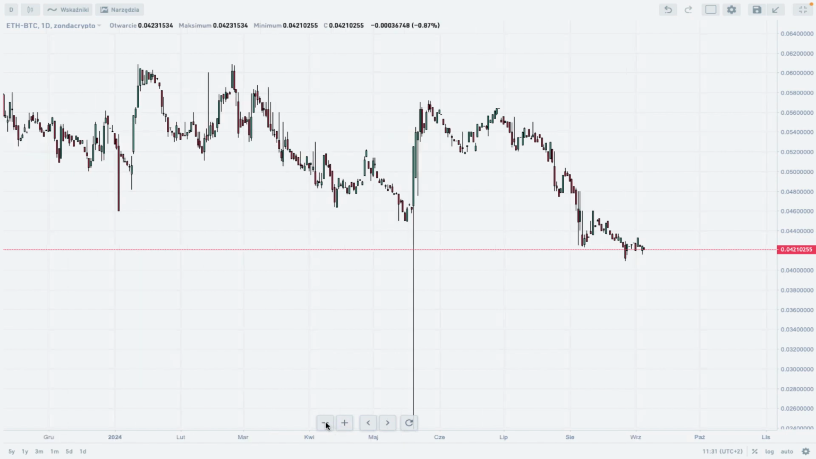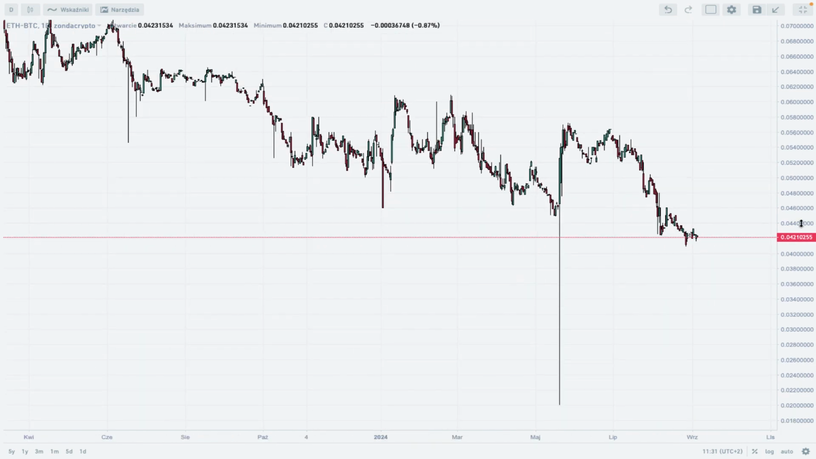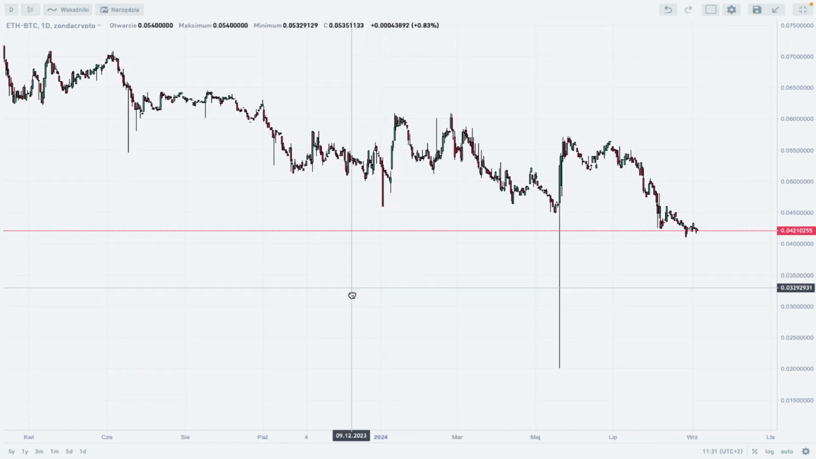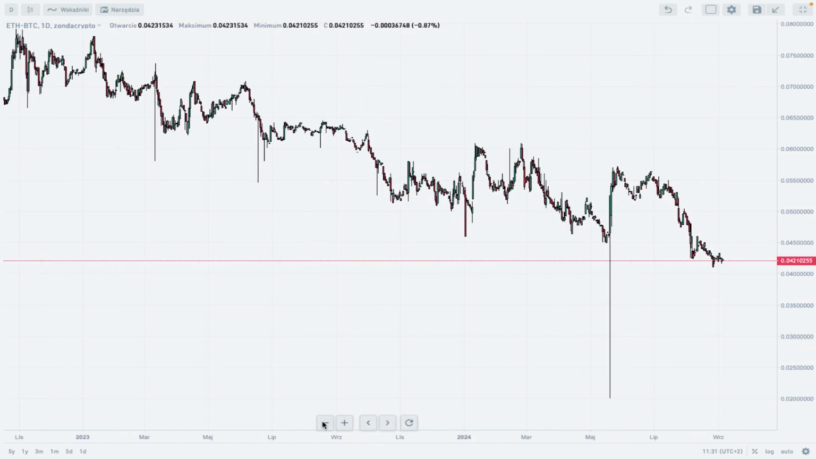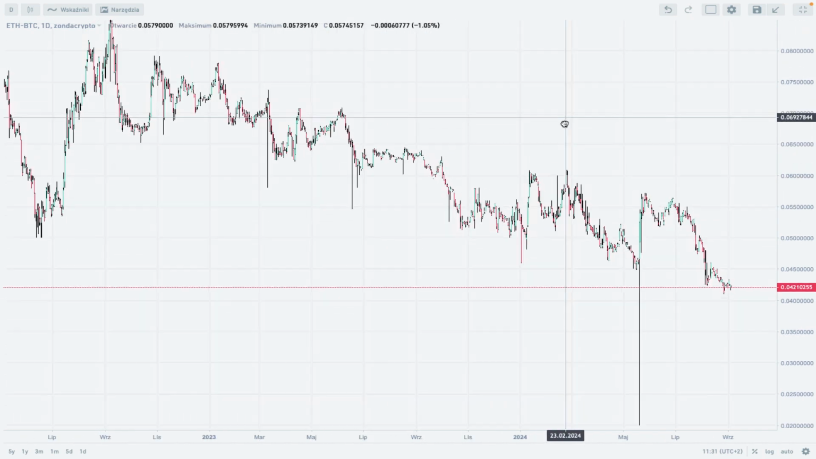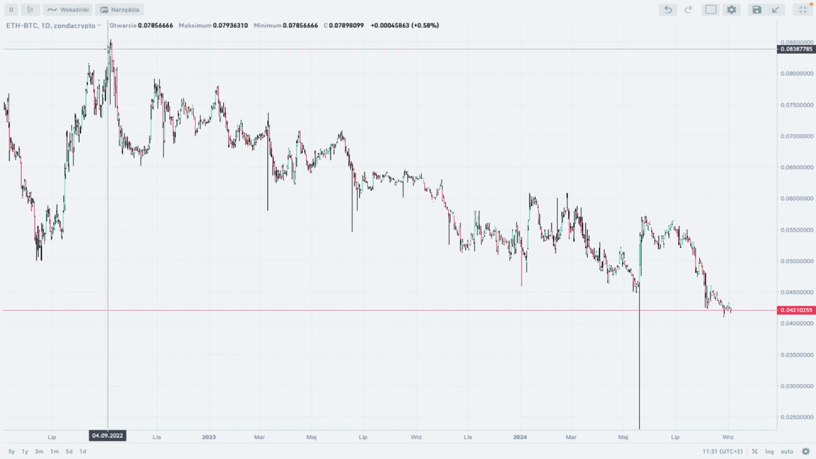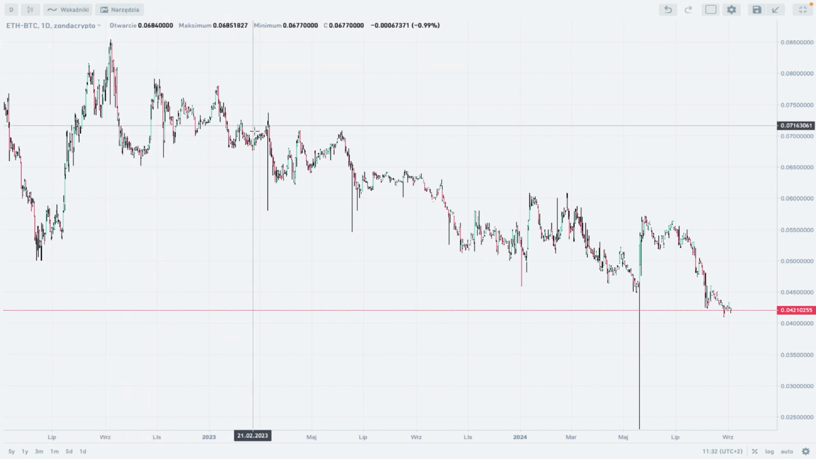Recent developments are quite clear, because even if we zoom out, we can clearly say that the rate of this market, Ethereum to Bitcoin, is going down, down, down. This is a definition of the downtrend since the high in 2022. This movement here is a textbook example of the downtrend.